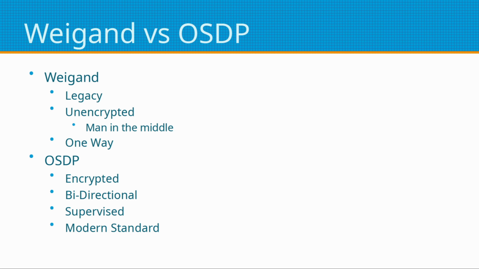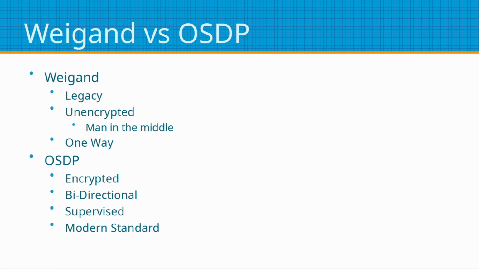OSDP is the new technology that's out, and this standard has been out for, I'd guess, probably getting on 10 years now. It's encrypted, it's bidirectional. So we talk about the one-way for the Wiegand. OSDP is bidirectional. That means that you're sending data both ways, but that data is also encrypted so that somebody can't intercept it in the middle, but you also know that the data is making it where it needs to go. Because of that, it's considered supervised. And again, it's the modern standard.